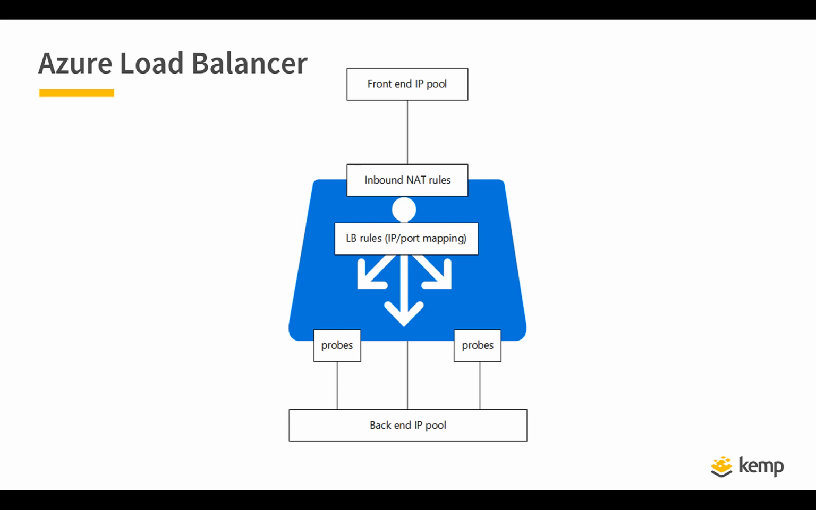A health probe is used to determine the health of the instance in the backend pool. You can define the unhealthy threshold for your health probes. When a probe fails to respond, then the load balancer stops sending new connections to the unhealthy instances. And at the very bottom, we have the backend IP pool, which is the group of virtual machines or instances in the virtual machine scale set that are going to serve the incoming request.